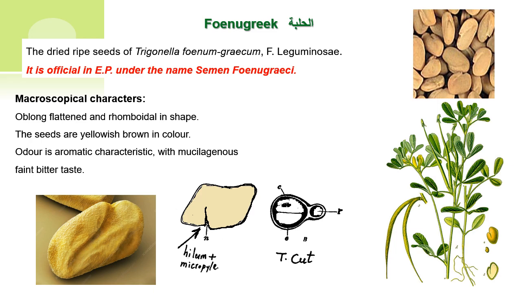Microscopical character: the seed is oblong, flattened, rhomboidal in shape, yellowish brown in color. It has a characteristic aromatic odor and a mucilaginous, faint bitter taste. There is a depression running on the seed, dividing the seed into two unequal parts. In the narrow part is situated the radicle, and the large part of the seed contains the cotyledons.